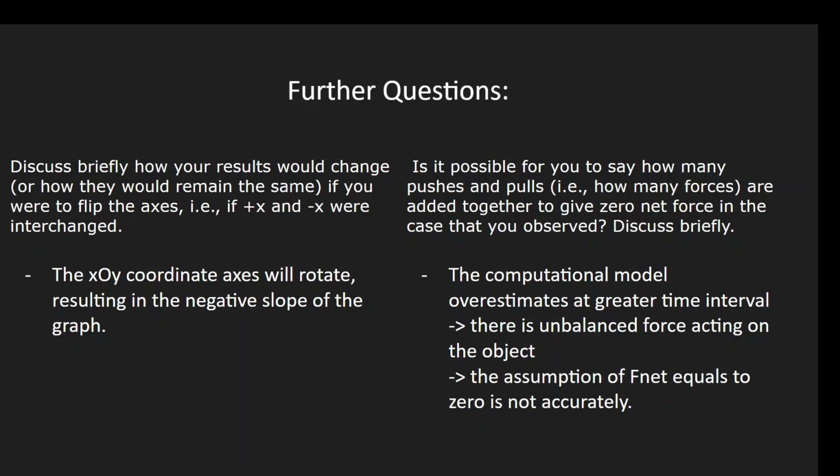I think that the computational model overestimates at a greater time, only a little bit. So there should be an unbalanced force acting on the object. My assumption of F net equals zero is not accurate. It is just approximately equal to zero, and the velocity of my object is approximately constant.